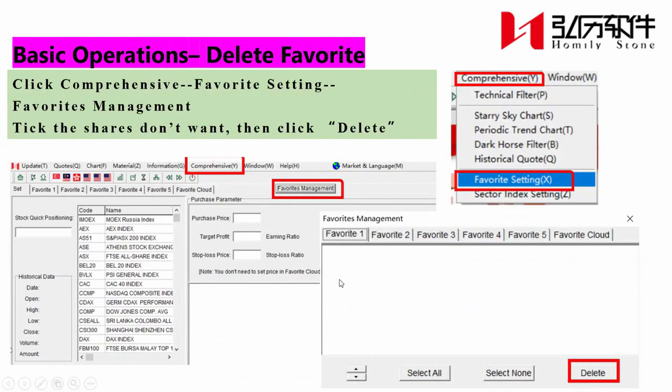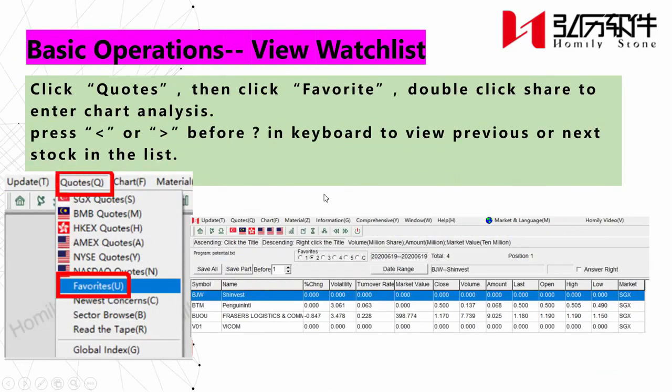So how to delete? Say some share we sold already and don't want anymore. We can click comprehensive, and then favorite setting, and then favorite management. So you just tick here. If you have put in already, many stocks will appear. You just tick and delete. It will be very easy. Comprehensive, favorite setting, and favorite management to delete.